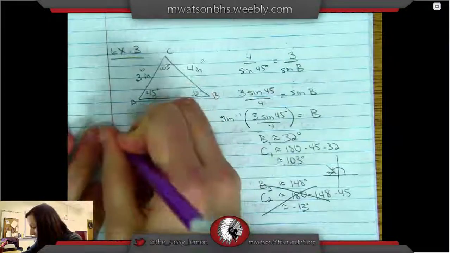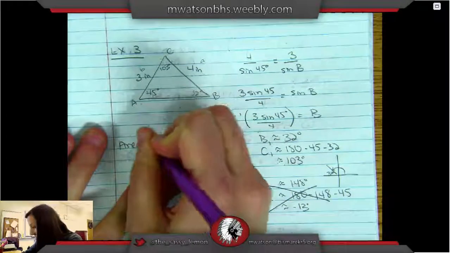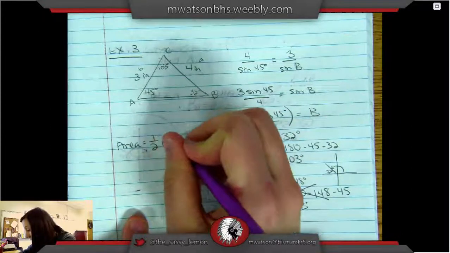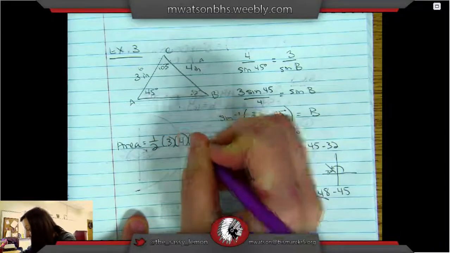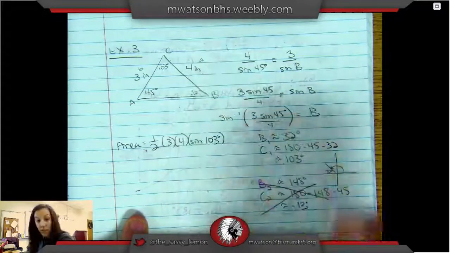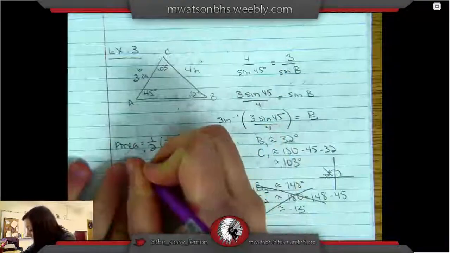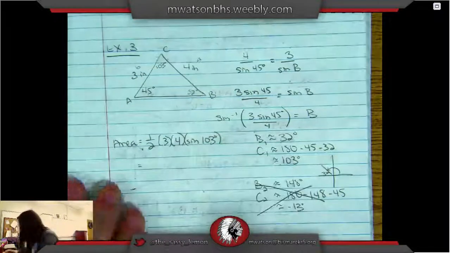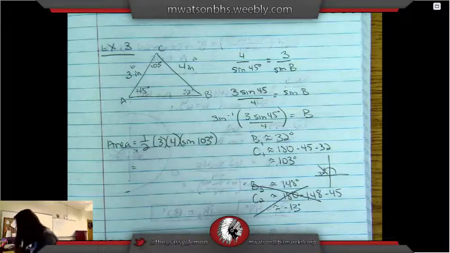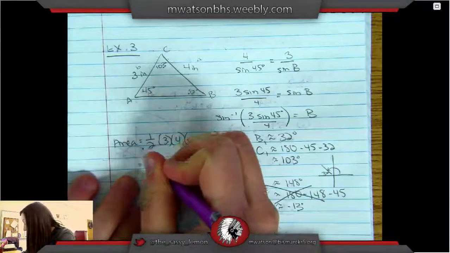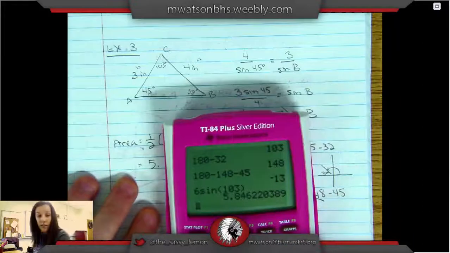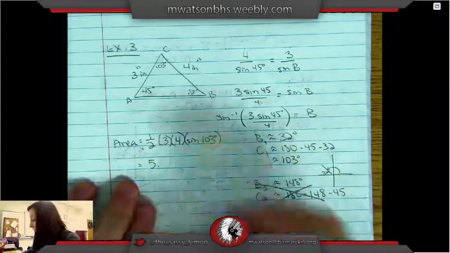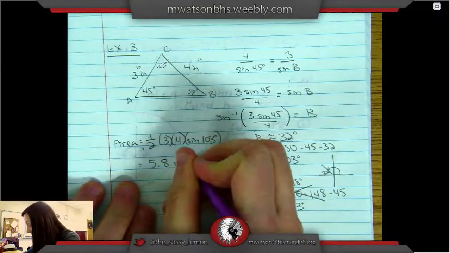We're going to go over here and find the area. It's 1/2 our side lengths multiplied together, so 3 times 4 times sine of the enclosed angle, 103 degrees. And that's going to be 12 times 1/2 is 6, and 6 times sine of 103 is 5.846. So if we round that to the nearest tenth, that'll be 5.8 inches squared.